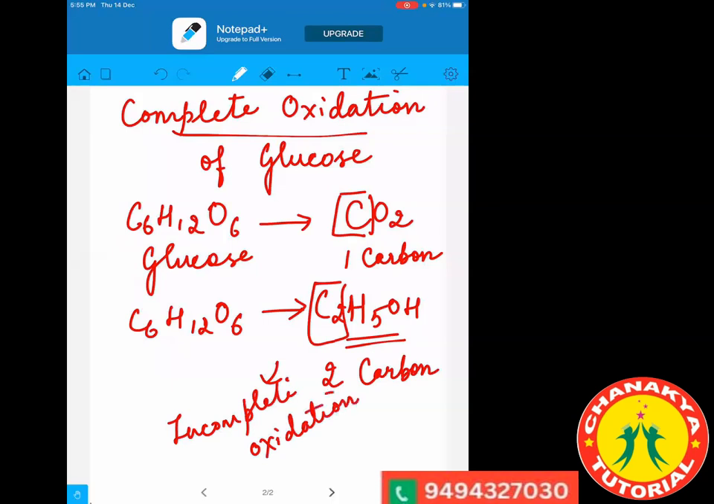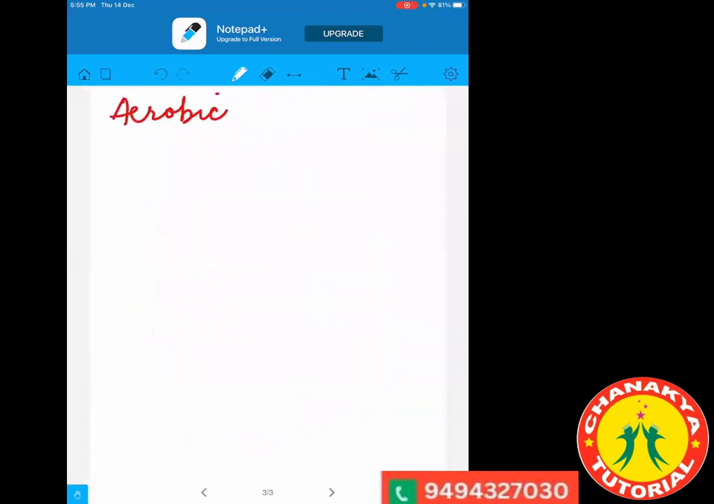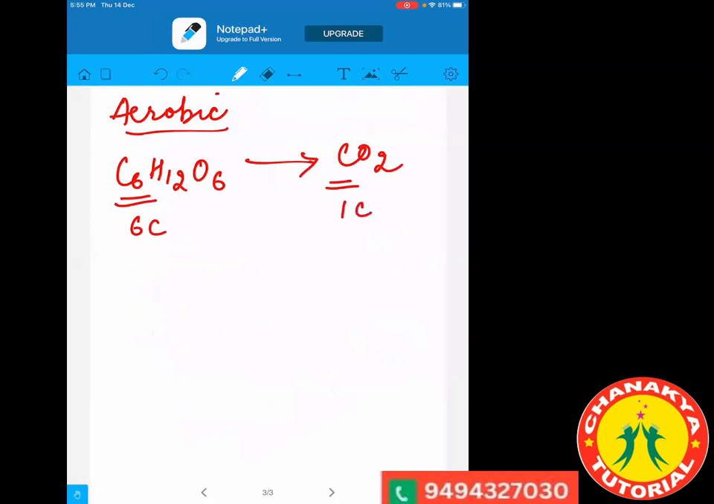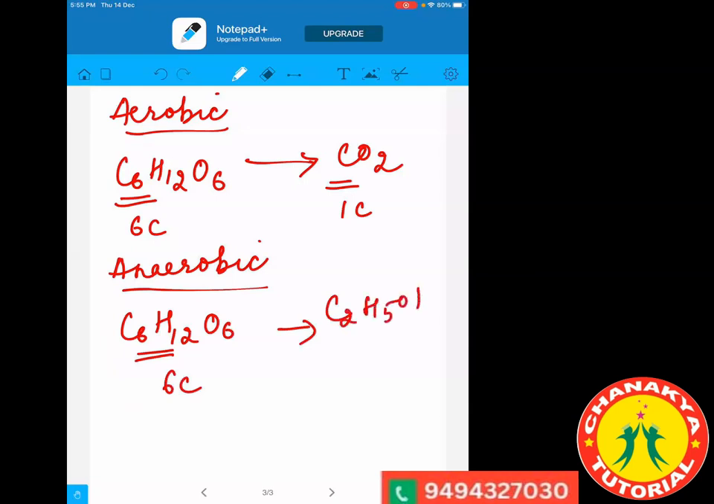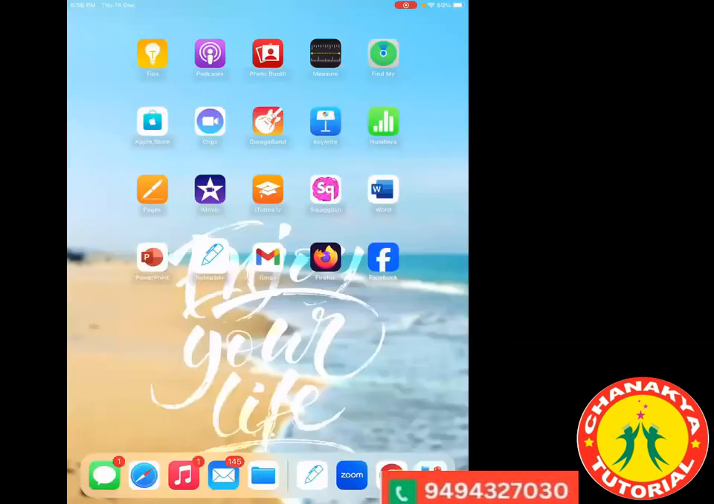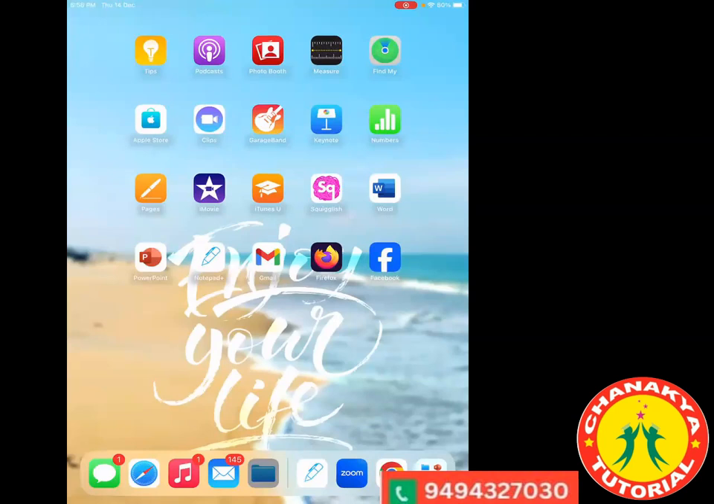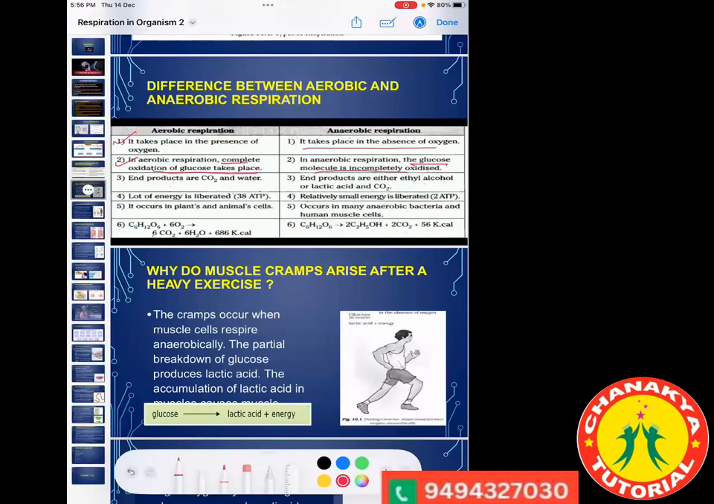So always keep in mind, for aerobic respiration, what happens? A glucose C6H12O6 will always be converted into CO2. So six carbon atoms were converted into one carbon atom. Whereas in anaerobic respiration, the glucose will always be broken down into C2H5OH. So here two carbon atoms are present. That is why the first one is complete oxidation, whereas the second one is an incomplete oxidation reaction. That is the meaning of complete oxidation. So in anaerobic respiration, the glucose molecule is incompletely oxidized. It means it does not get converted completely.